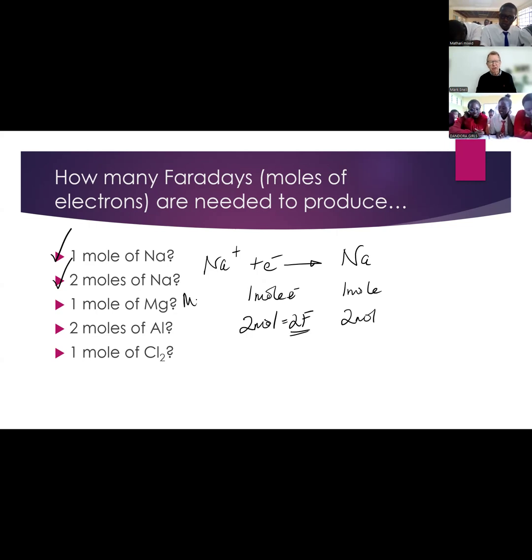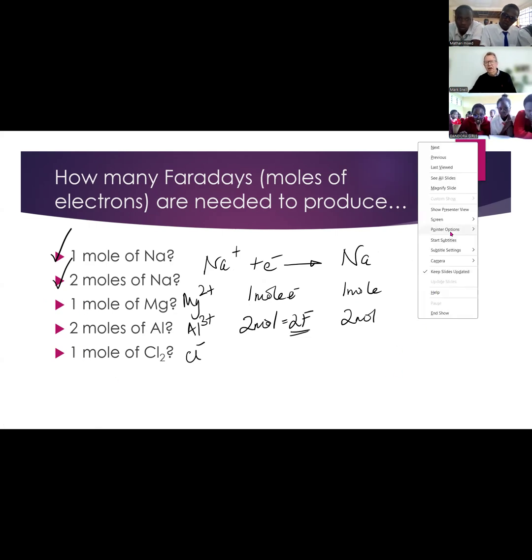Magnesium is Mg2 plus, Al is Al3 plus, and you know about Cl, it's minus, okay? So that's how the second one is done. Can you do the third, fourth, and fifth? See if you can.